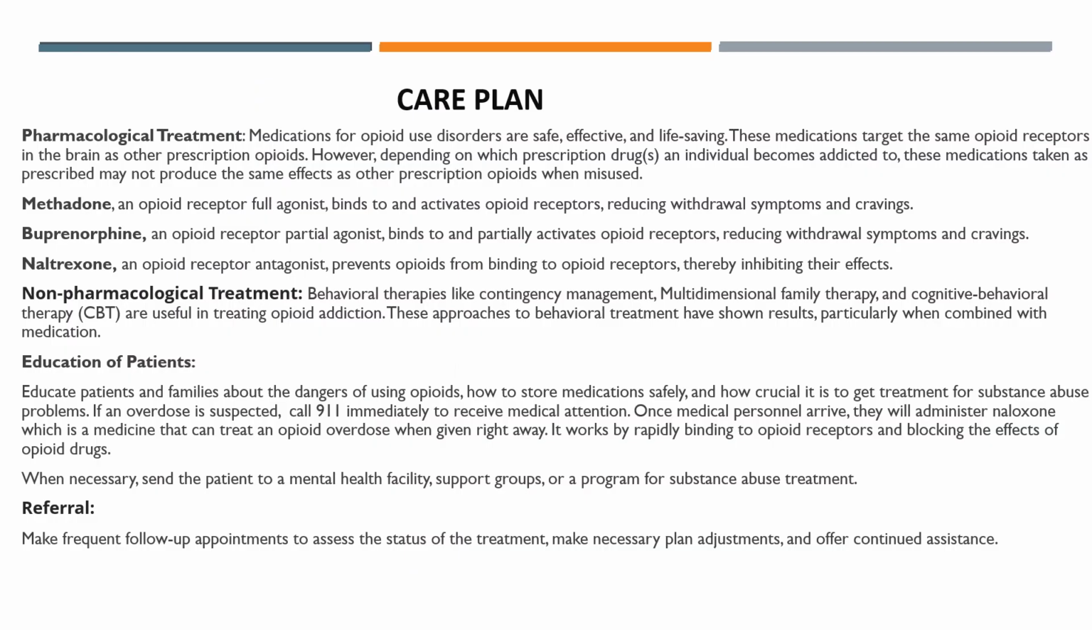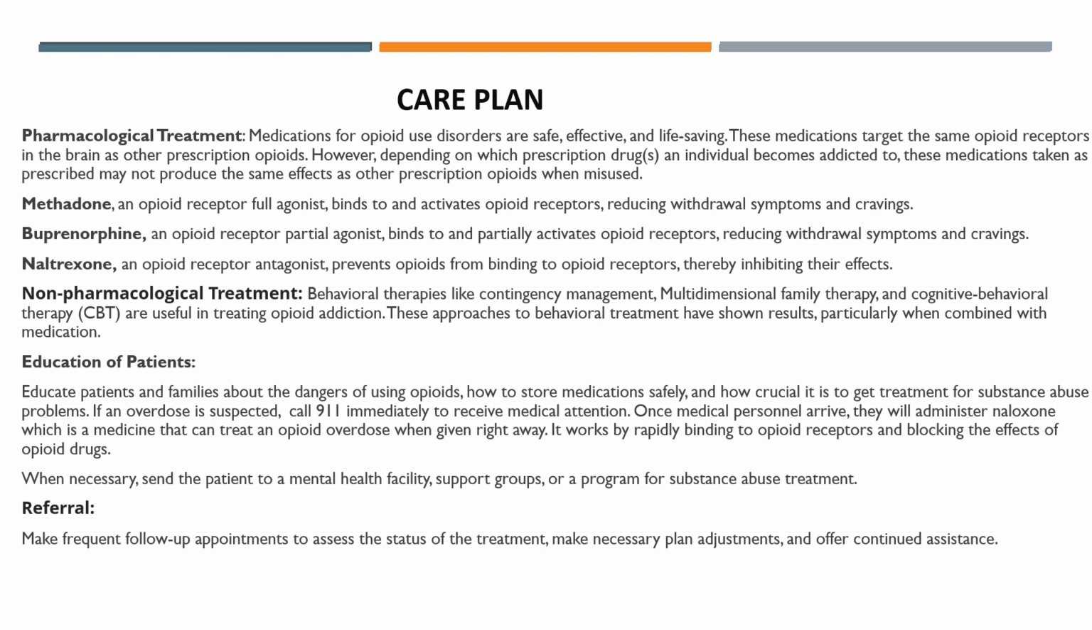Now, here is an example of a care plan for a patient addicted to opioids. First, we will attempt pharmacological treatments, which are methadone, buprenorphine, and naloxone. These medications can act as agonists and bind to and activate opioid receptors, reducing withdrawal symptoms and cravings for the patient.